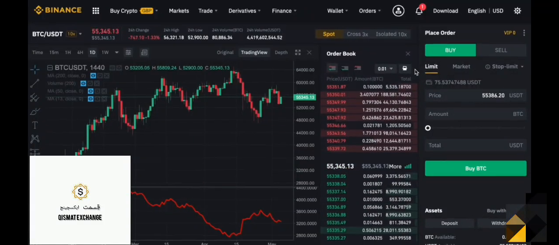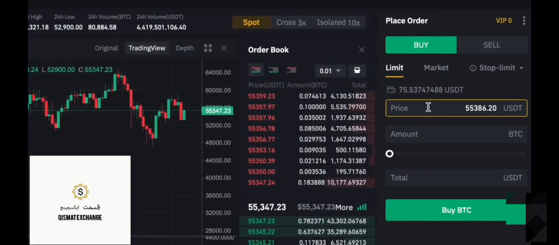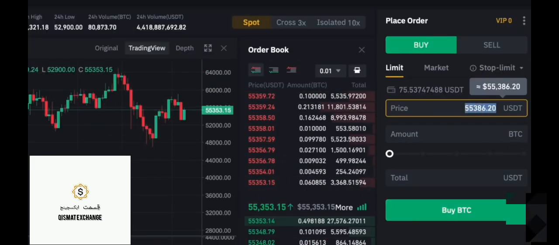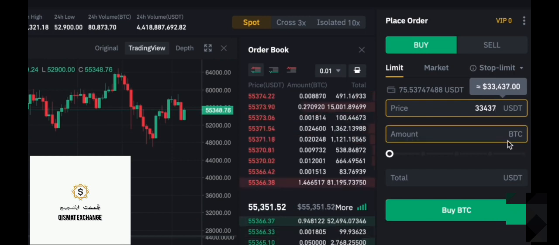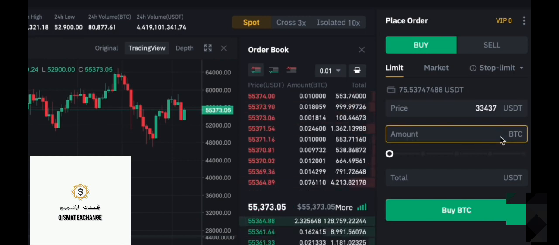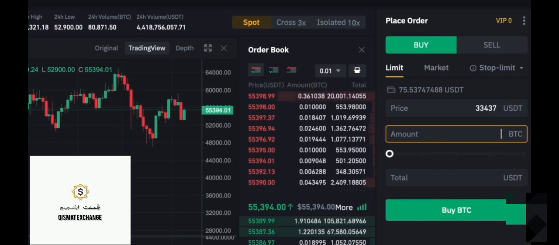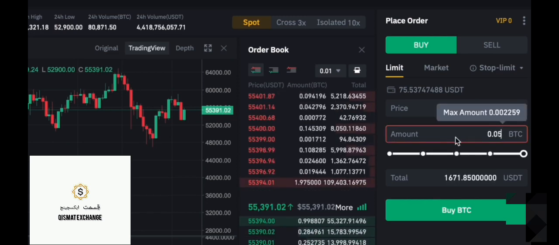For the buy, our entry, we have to place a limit order. So the limit was 33,437. So we come here, 33,437. How much you want to trade is up to you. If you want to trade big boy bucks and like 10 Bitcoin a trade, probably not best. 0.05 Bitcoin, okay, that works out.